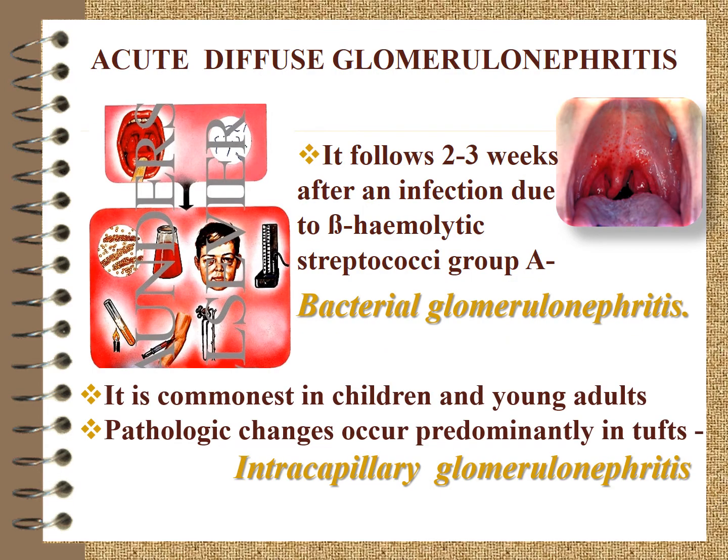Acute diffuse glomerulonephritis. This condition in its classical form follows 2-3 weeks after an infection, usually a pharyngitis or tonsillitis, caused by beta-hemolytic streptococci group A, so-called bacterial glomerulonephritis. It is commonest in children and young adults. Acute glomerulonephritis is a condition that appears to be an allergic reaction to a specific infection, most often a Lancefield group A beta-hemolytic streptococcal infection. Pathologic changes occur predominantly in tufts. It is intracapillary exudative glomerulonephritis.